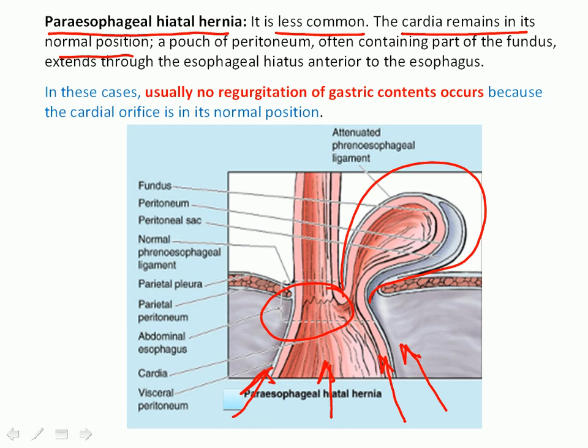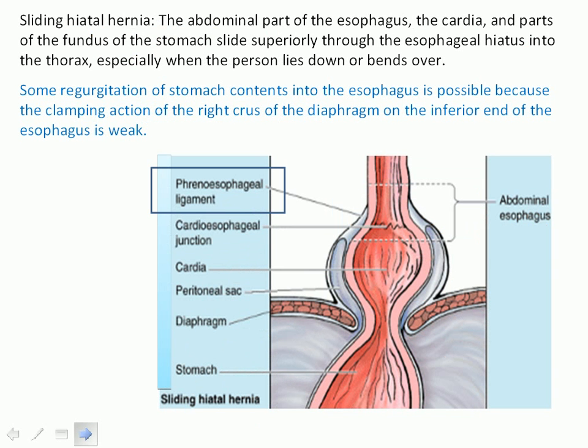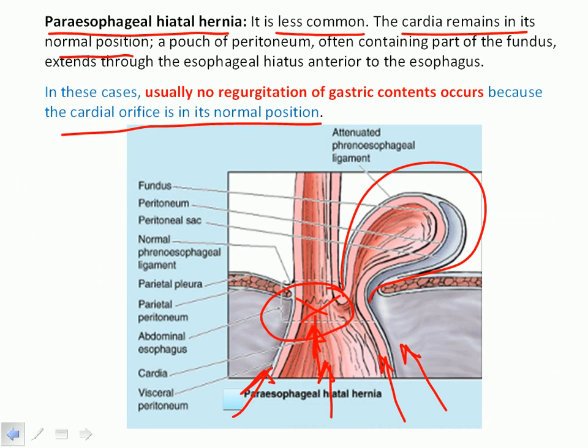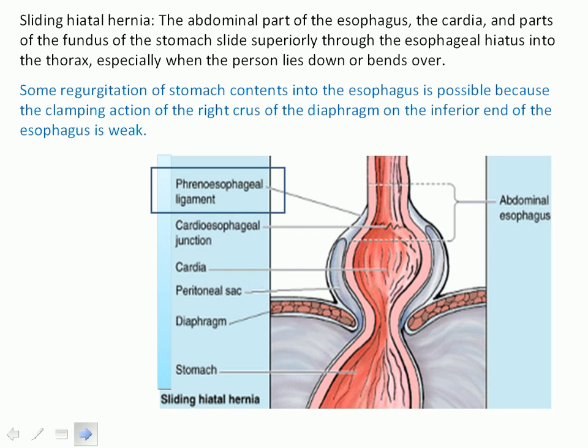In these cases, usually no regurgitation of the gastric content occurs according to textbooks. Why? Because the cardiac orifice is in its normal position. So that probably allows more effective work of the gastroesophageal sphincter, and as a result no regurgitation. Sliding hiatal hernias are a little bit different and have much more serious clinical consequences for the patient.